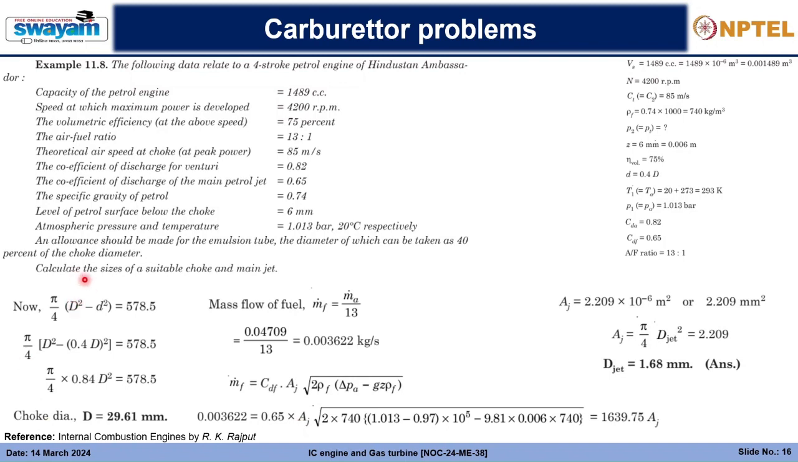So you see here, since an emulsion tube is placed, the air will have some restriction to flow, a restriction of the area through which it will flow, and that restriction is this diameter. Since it is concentric, this is the diameter of the emulsion tube placed inside the carburetor pipe, and accordingly there is a reduction in the total area.